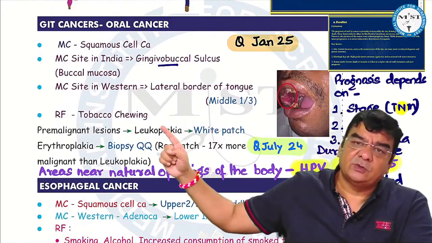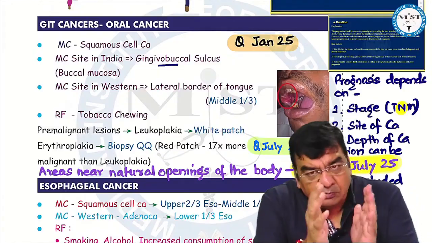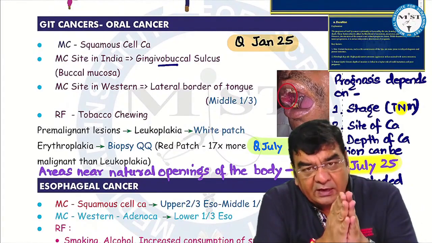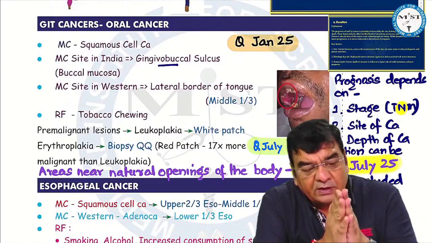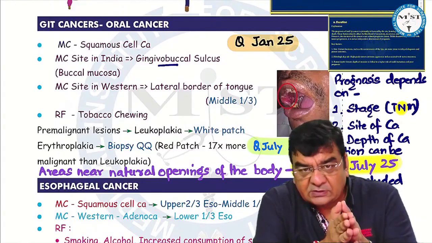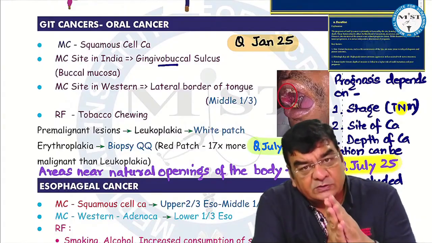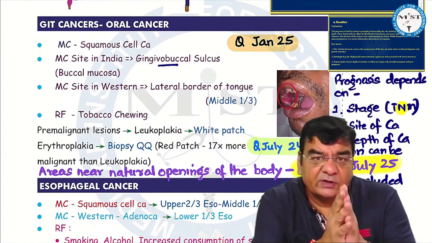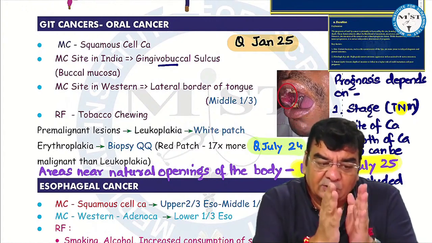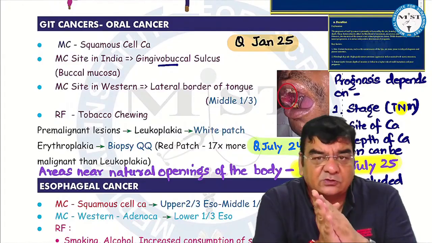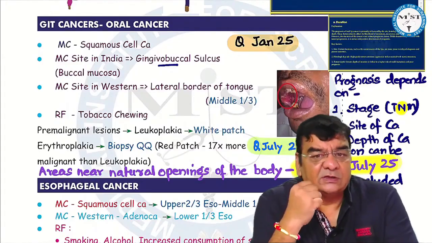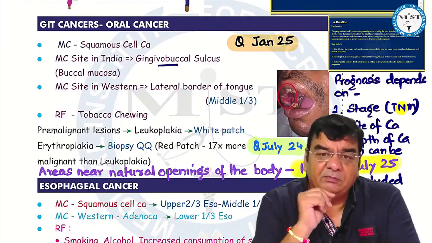The main risk factor is tobacco chewing. However, there can be pre-malignant lesions like leukoplakia and erythroplakia. Leukoplakia is any white patch or plaque in the oral cavity that cannot be characterized as any other disease. Erythro is red, so erythroplakia is any red patch or plaque in the oral cavity which cannot be characterized as any other disease. Erythroplakia has 17 times more chance of malignancy as compared to leukoplakia. So whenever we see a red patch in the oral cavity, it has to be biopsied.